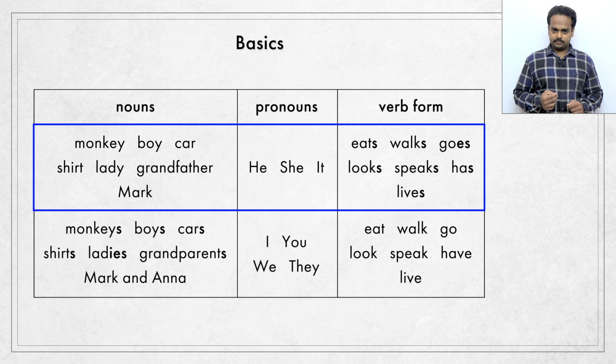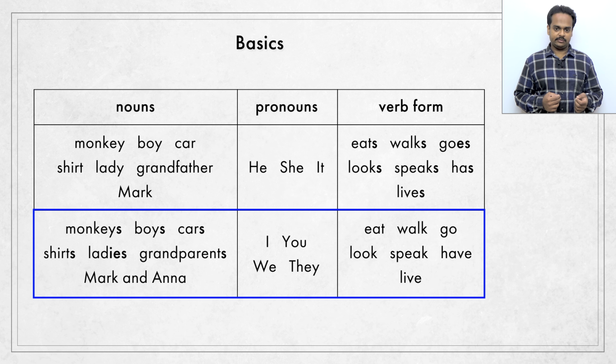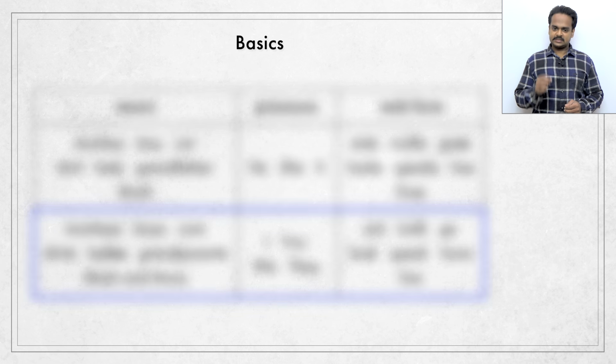With singular nouns such as monkey, boy, car, and so on, and with the pronouns he, she, and it, we add s to the verb in the present tense. Monkey eats, boy walks, he goes, she speaks, etc. With plural nouns and with the pronouns I, you, we, and they, we don't add s to the verb. Now, I and you are not plural pronouns. It's just a rule that with I and you, we don't add s to the verb. These two rules work with all verbs except for be.